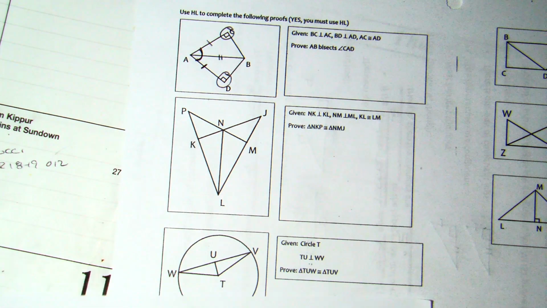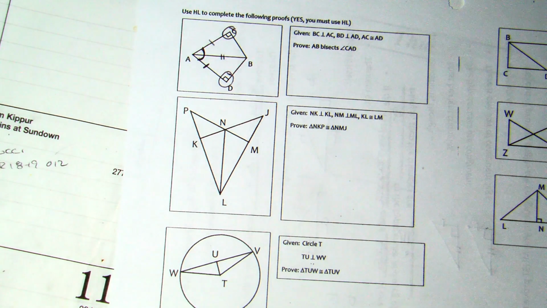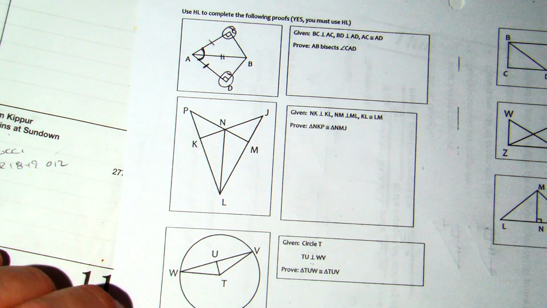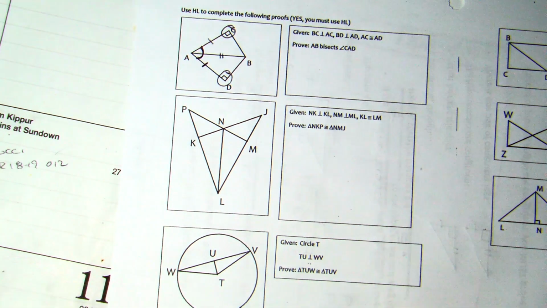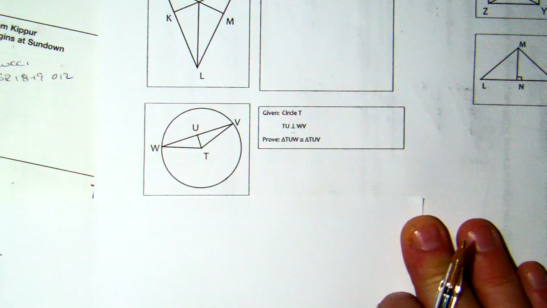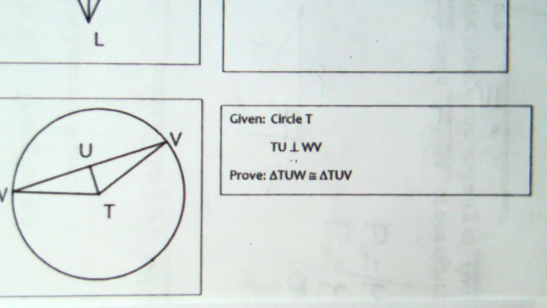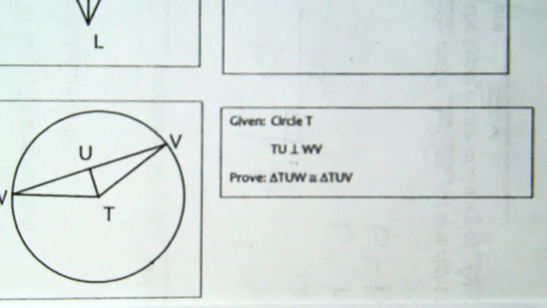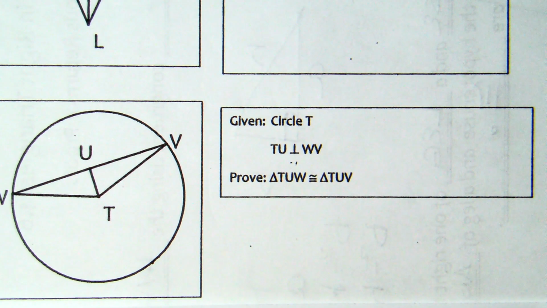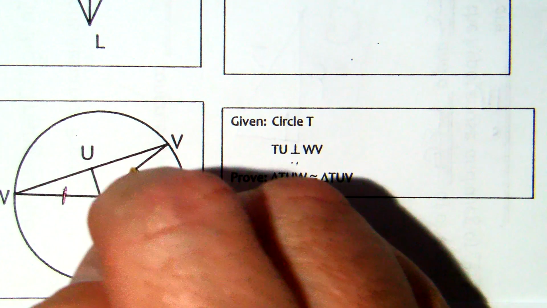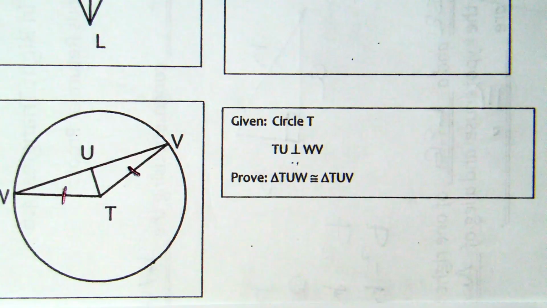We'll come back to that one because that involves adjacent triangles. We'll most likely get to it tomorrow because that'll bring us into our next lesson. Instead, we're going to come down to this one, the circle one. Circle T. What does that give us? What 2 segments? WT and TV, or TV and TW, however you call it.